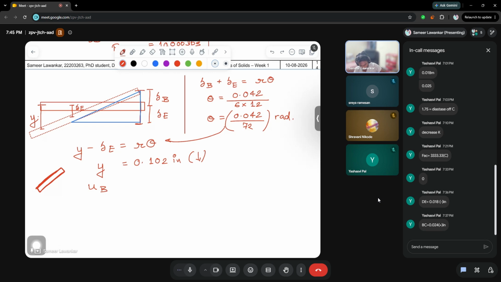Therefore, there will be some deflection in this direction, and some deflection in this direction. We know that along the direction of the member, there is no deformation. Therefore, we can just sum the value of deformation along the line of the member.